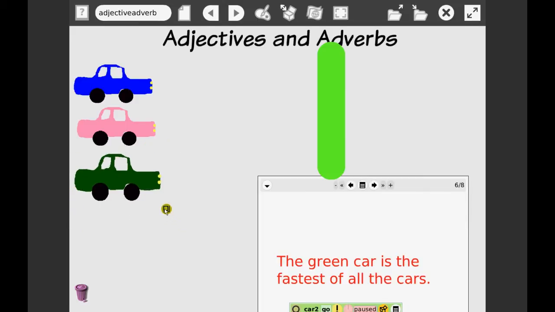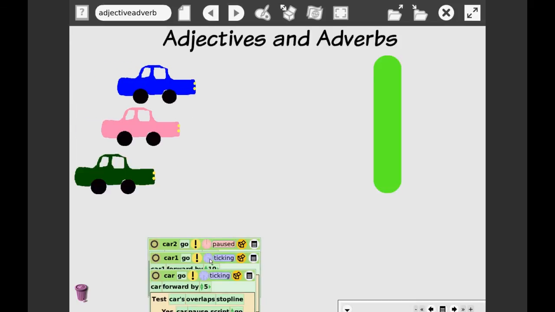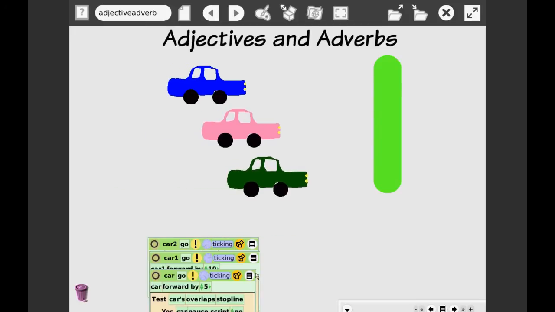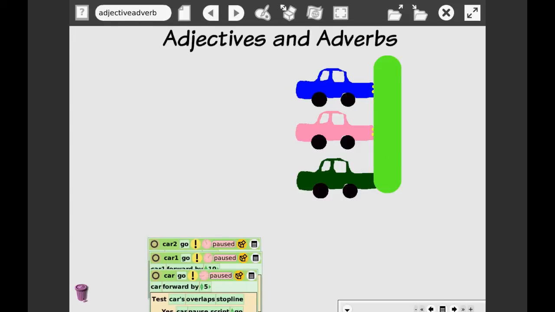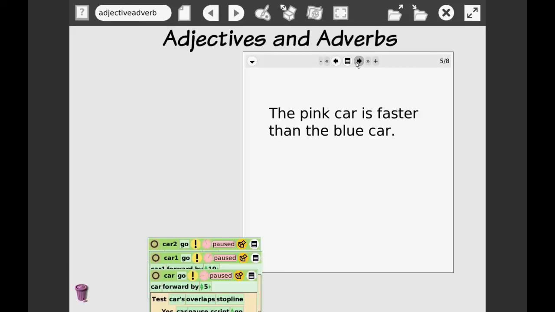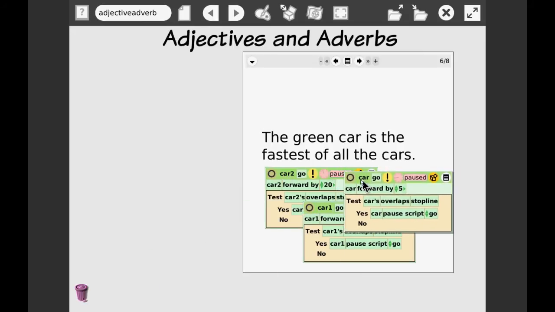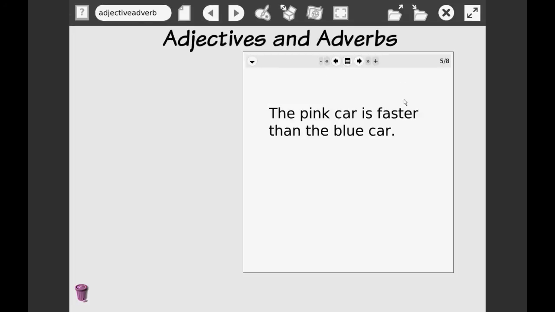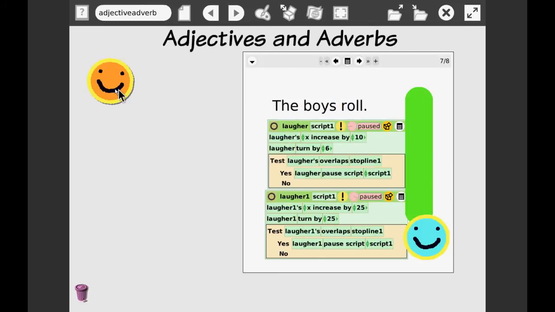Now we can put the green car back in the race. Let's start with the blue car, and then the pink car, and then the green car. Green car goes surging towards the lead. Pink car is close behind, followed, no doubt, by the blue car, which finally makes it. So in that instance, we can say that the pink car is faster than the blue car, but the green car is the fastest of all the cars, because there's more than two. So what kind of adjective is this? Fastest? It's a superlative adjective. And faster is a comparative adjective.